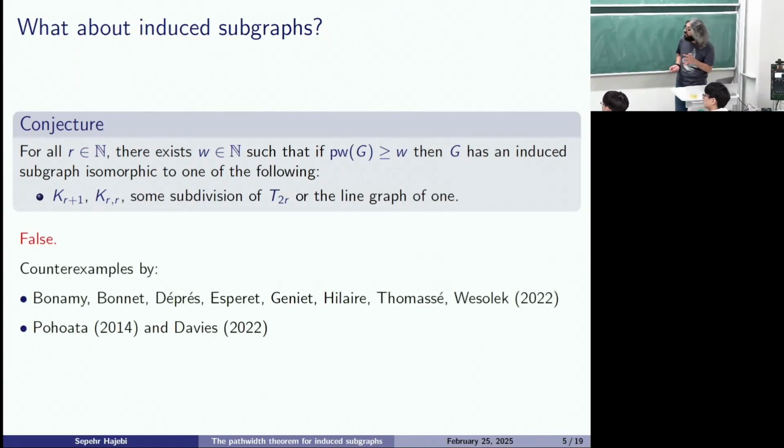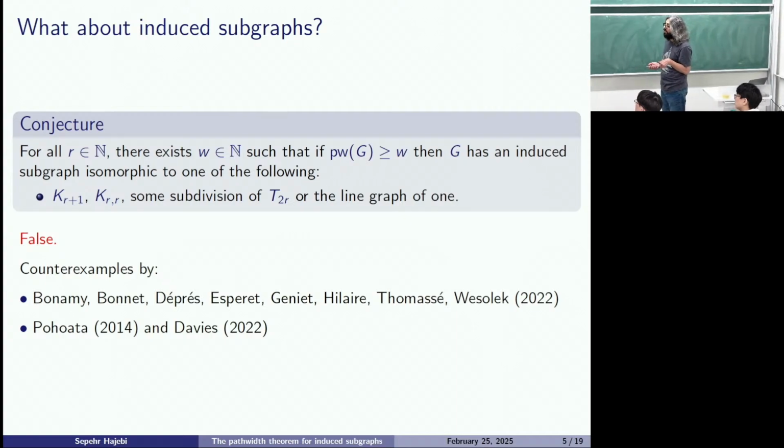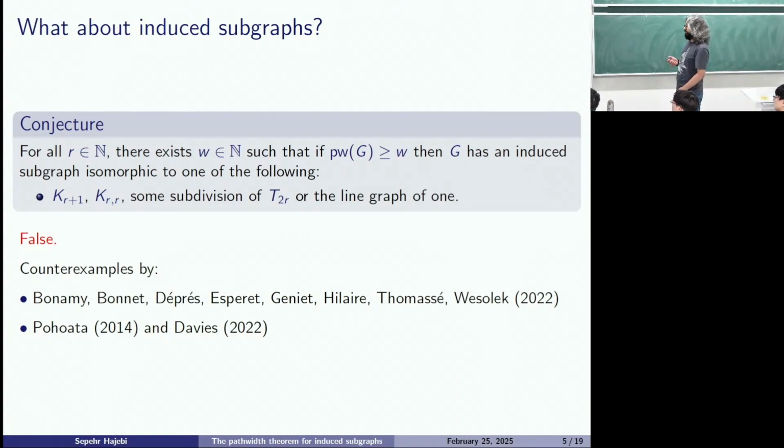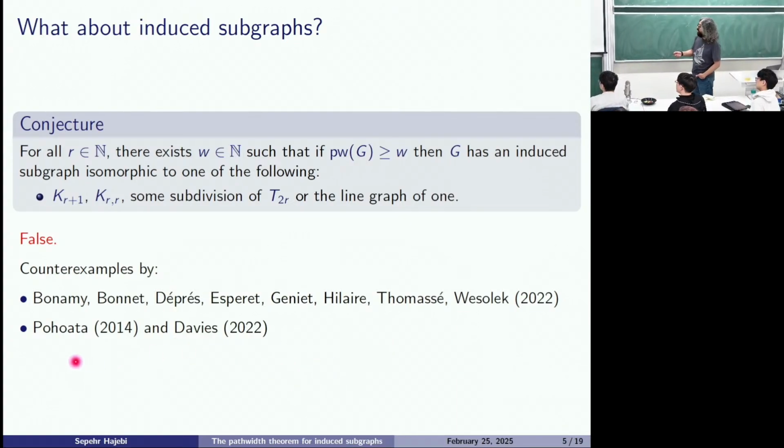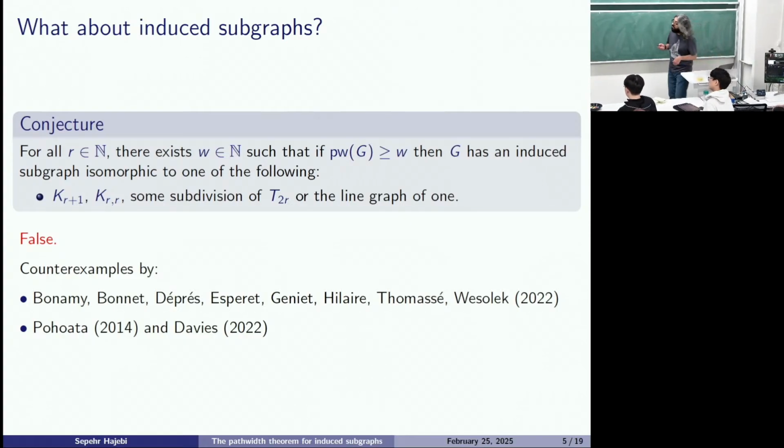And this is false, as you saw a few seconds ago. And there are actually 2 counterexamples. One by this very large group of authors, and the second one has actually been around for over 10 years. So Pahoda came up with this when he was an undergrad in Princeton, working with Paul Seymour. And also James Davis rediscovered it independently a few years after, in a different context. And now I'm going to tell you about these 2 constructions in detail.